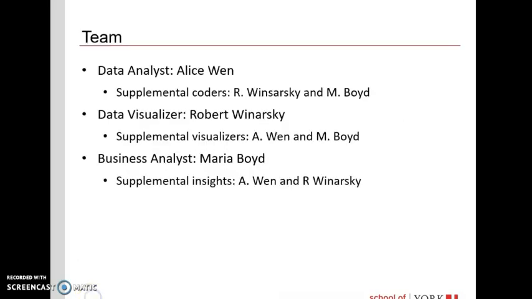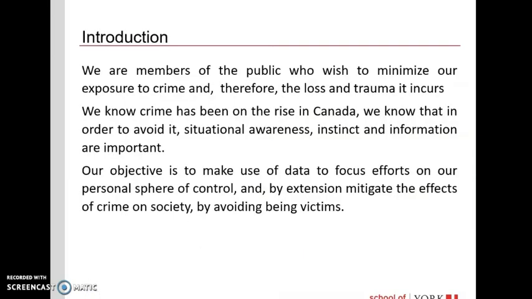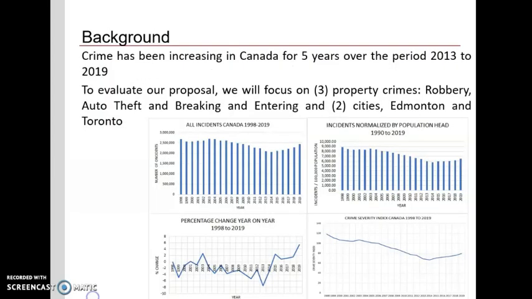Today, we will be discussing one aspect of mitigating and avoiding becoming victims of crime. We are members of the public who wish to minimize our exposure to crime and, therefore, the loss and trauma it incurs. Our problem statement is, therefore, can members of the public use data readily available from the Government of Canada and their metropolitan police forces to navigate hotspots in their cities and reduce their exposure to crime.